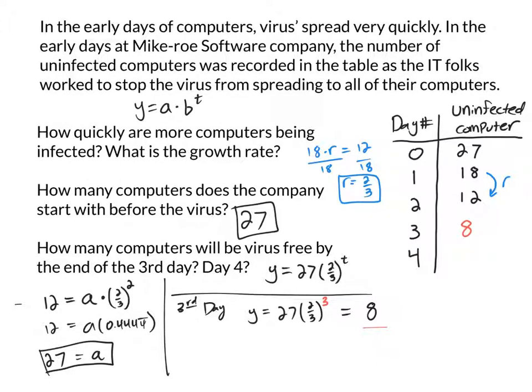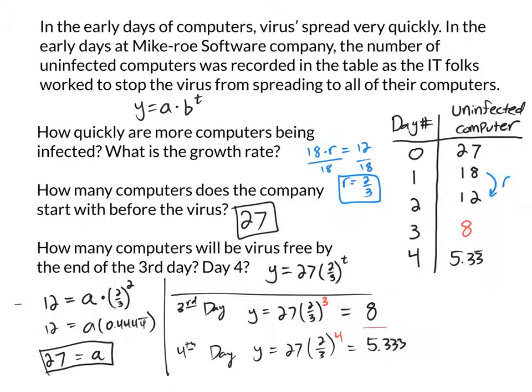On the 4th day, y equals 27 times 2/3 to the power of 4, and I'm going to plug this into my calculator again. If you're struggling putting this into the calculator, try it out or ask someone for help. It's really important that you know how to put this in the calculator. My calculator gives me 5.333, which doesn't make a lot of sense. So I'm going to put 5.33 repeating, and we can let someone else figure out whether or not that is an important number.